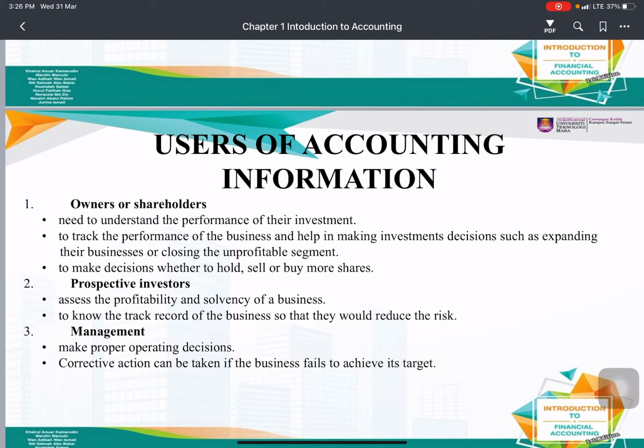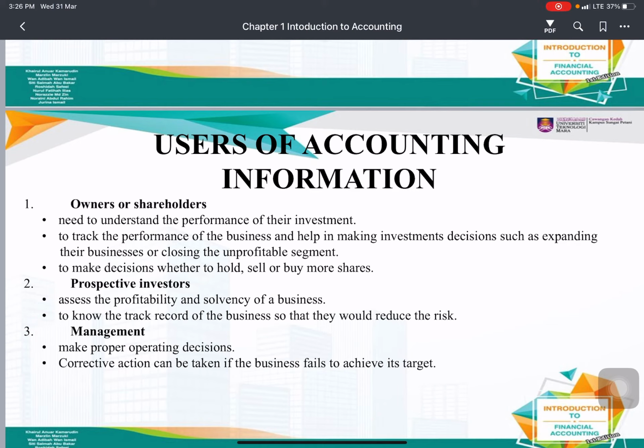All right, so what they have to do is understand the performance of their investment, because the shareholder is a person who gives money to the company. They would like to see whether the performance of the company is good or bad in order to make a decision, whether they would like to hold their shares in the company, invest more, or sell their shares.